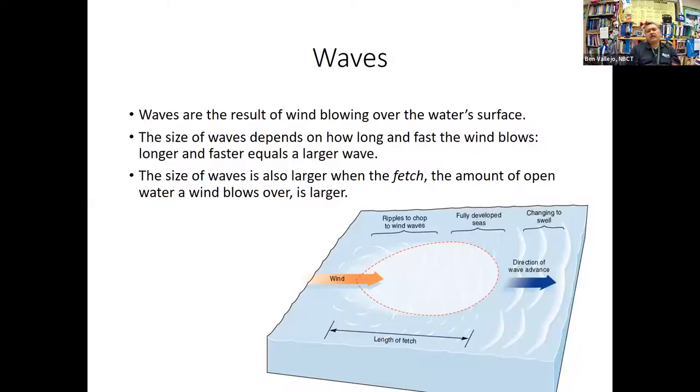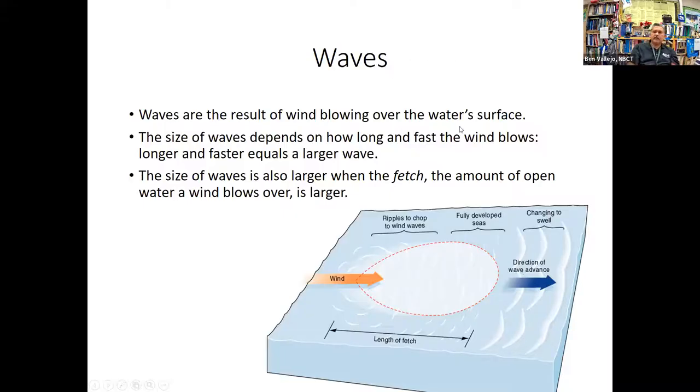Then as far as waves go, waves are the result of winds blowing over the water surface. As you can see right here, this area right here is called the fetch. That's the area affected by the wind. And so when you have a larger fetch, you're going to have some bigger waves. And so this is where the wind is hitting the water. And so if it's blowing this way and it's blowing right in this area, this fetch right here, you're going to see big waves over here.